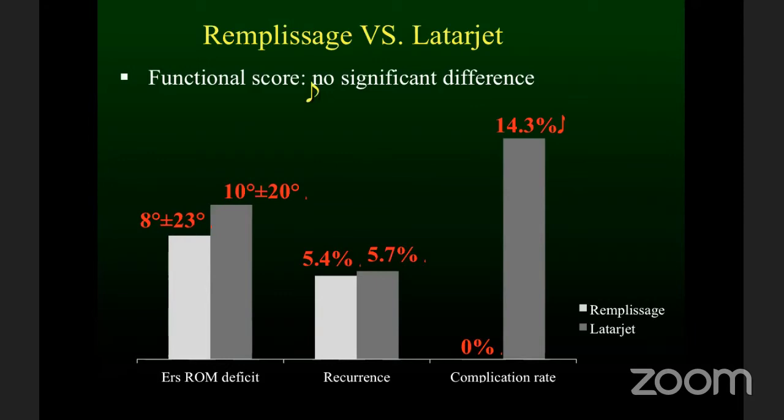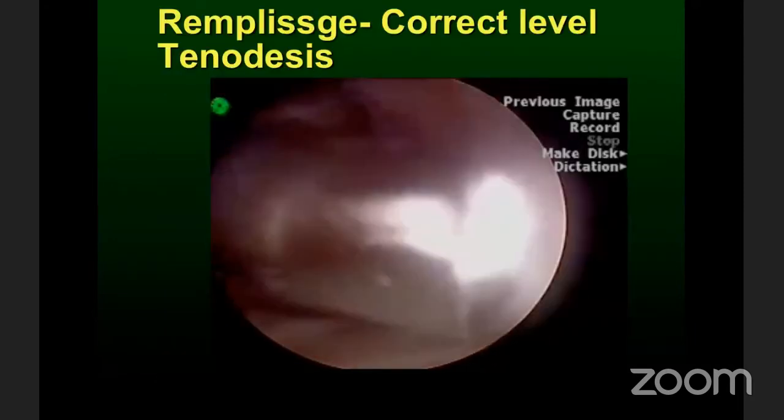So one has to understand there is a loss of rotation in the Latarjet as well as the Ramplissage. Recurrences occur in Latarjet as well as in Ramplissage. But most important is complication. As far as Ramplissage is concerned, there is a lower complication rate as compared to the Latarjet. So one has to understand the importance of the procedure.